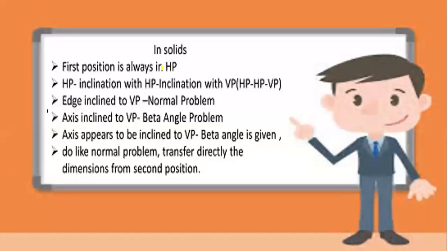So before starting, all the problems are in HP, so you have to follow the procedure: HP, inclination with respect to HP, and inclination with respect to VP. Here, among the three conditions, it is axis appears to be inclined to VP. That means the beta angle is already given. You need not find the beta angle. So whenever the beta angle is given, you should do it like a normal problem. Transfer the dimension directly from the second position to the third position.